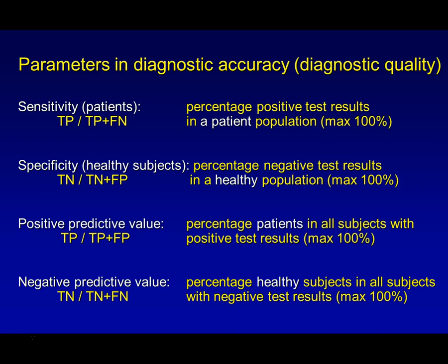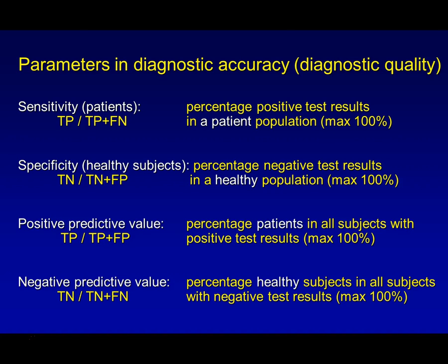The parameters that are used in diagnostic accuracy or diagnostic quality are sensitivity, specificity, the positive predictive value, and the negative predictive value. The sensitivity tells about detecting patients. It is the percentage of positive or abnormal test results in a patient population, and preferably the maximum is 100%.